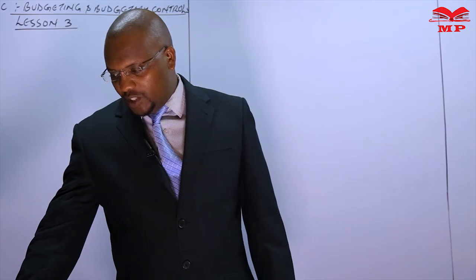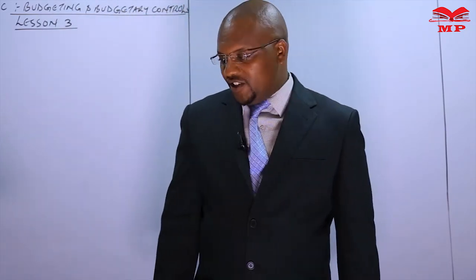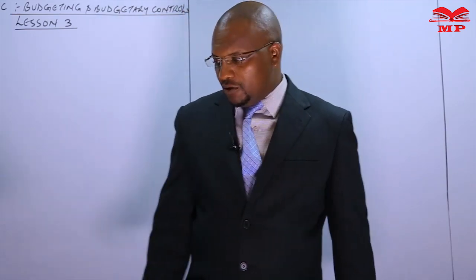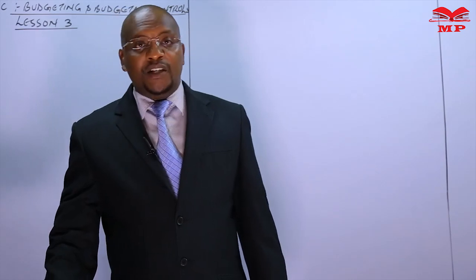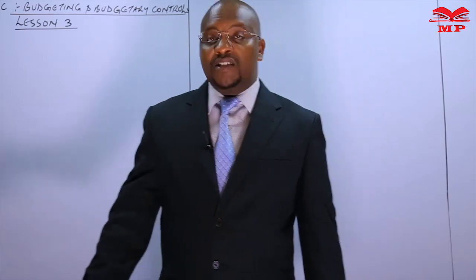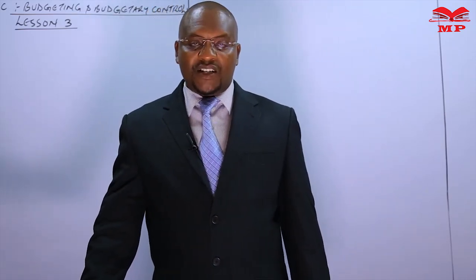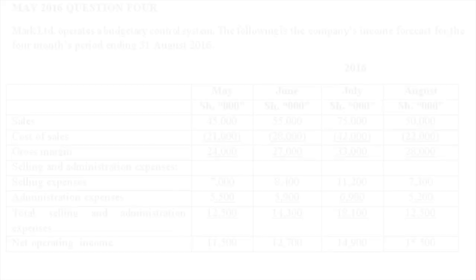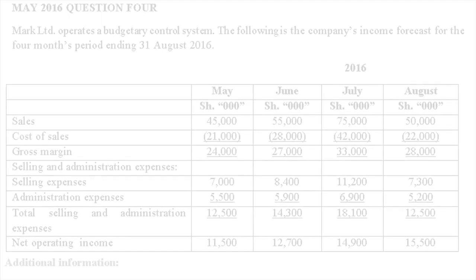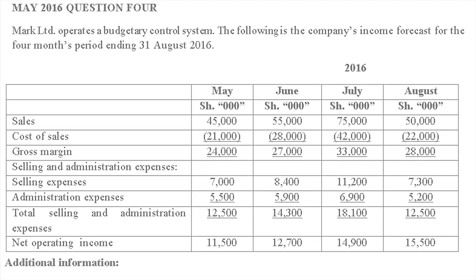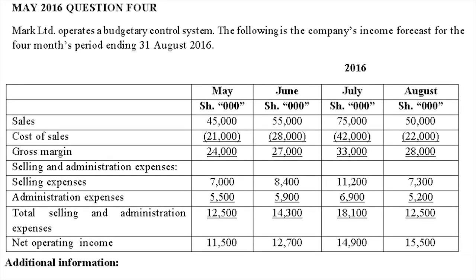Now, topic 3, this one features the cash budget as one of the functional budgets. Remember, in Lesson 2, we covered the material usage, material purchases, sales budget, as well as the production budget. So another functional budget is the cash budget. One of the questions is May 2016, question 4. The question reads that Mark Limited operates a budgetary control system.